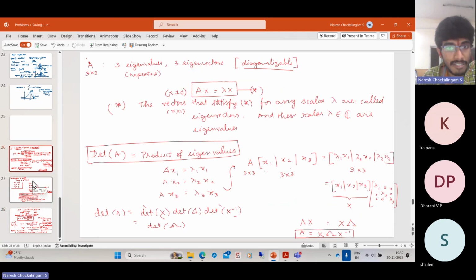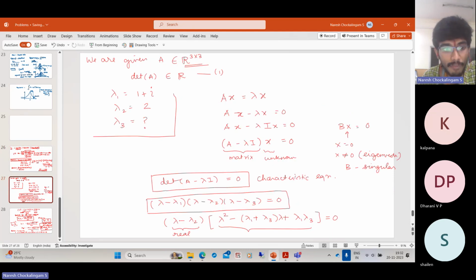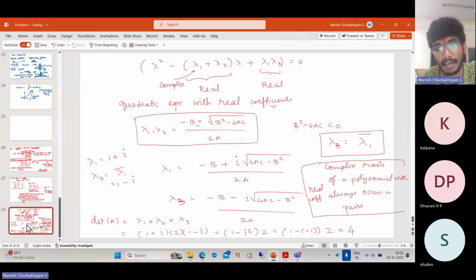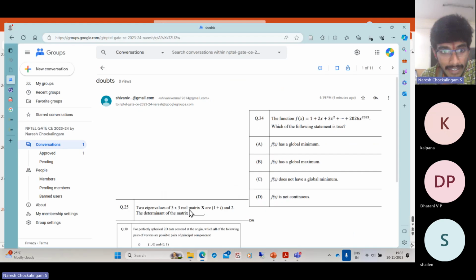So basically to solve this problem, you need to know two results. The determinant is the product of the eigenvalues, and complex roots of a polynomial always occur in pairs. You cannot have a polynomial with real coefficients for which 1 plus I is a root and 1 minus I is not a root. If you factor out the other roots, you get a quadratic equation with real coefficients, which needs two roots, and those two roots will be complex conjugates of each other. So the answer to this question is 4.